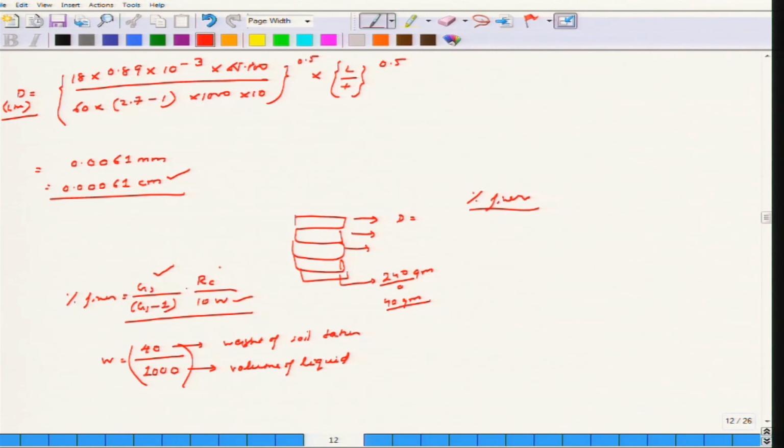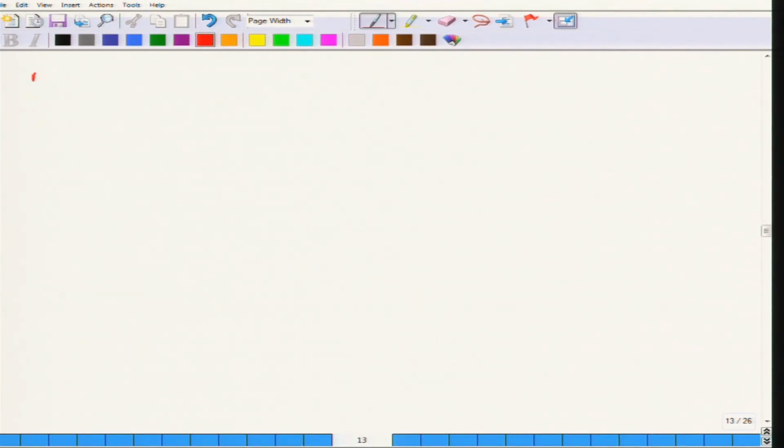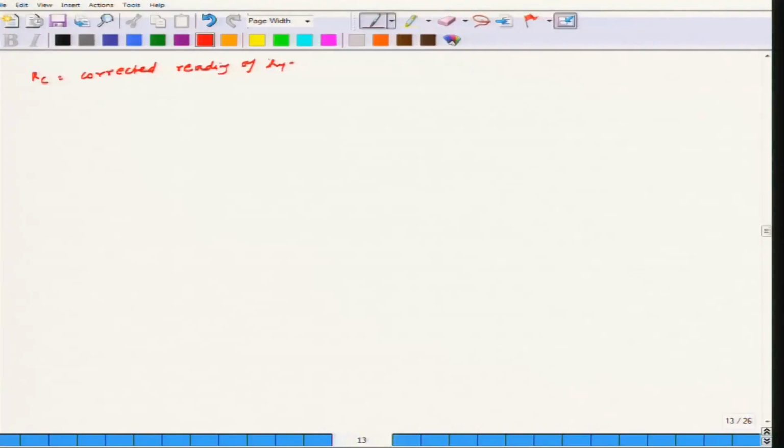Now, Rc is the most important part of all this. Rc is the corrected reading of the hydrometer. How do you find the corrected reading of the hydrometer? It is generally obtained from the temperature, the suspension's liquid or chemicals, and the zero correction. I am going to discuss them one by one.